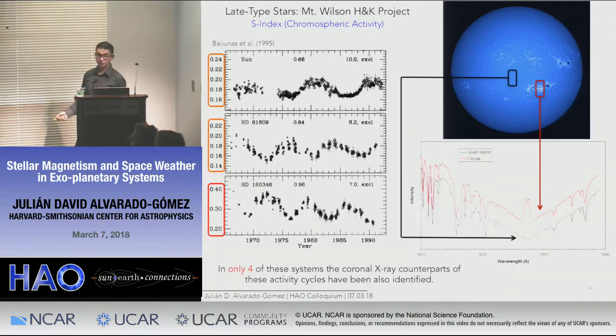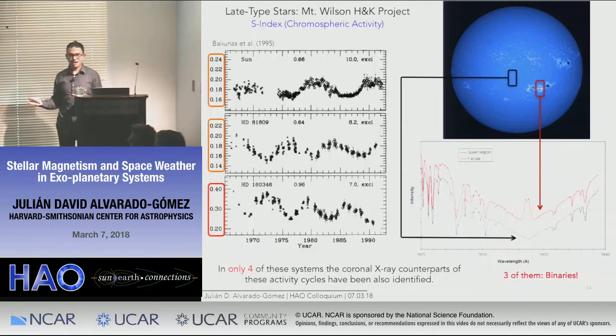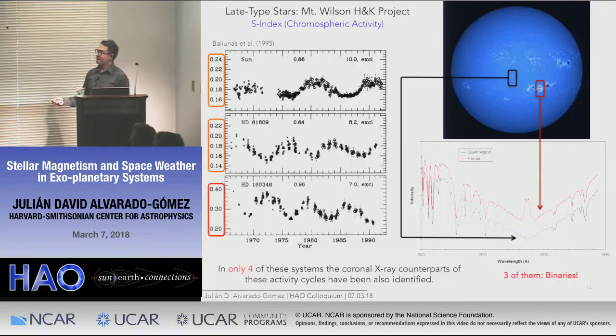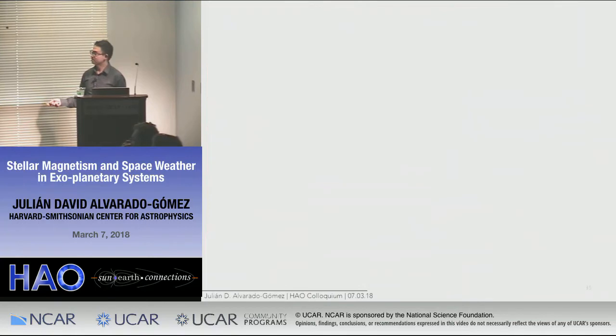So actually, there are only 4 stars, and 3 of them are binaries. So if they are binaries, I don't even know what can be happening there. So I am going to tell you a little bit more about the remaining star that is there. And this star is very well known by Trappist here in the audience. It's Iota Horologii, a sun-like star that is on the order of 600 million years old.